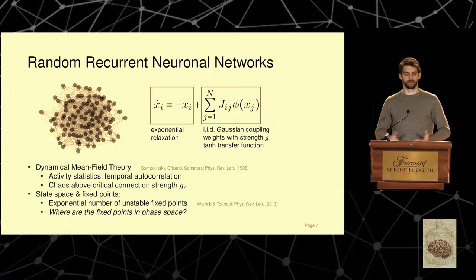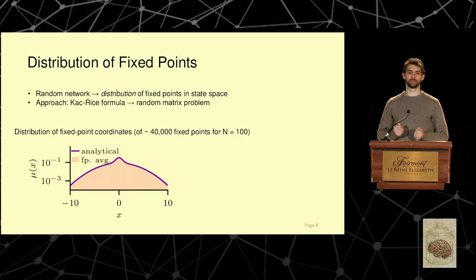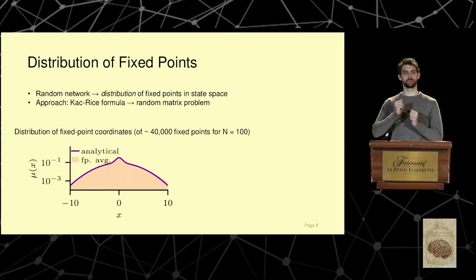Now, in principle, this poses a computationally challenging problem to just find the fixed points for a high-dimensional recurrent network. In this case, the problem somewhat simplifies because we have random networks, so the problem simplifies to the distribution of fixed points in state space. And here we built on the work by Touboul and Wainrib and employed the Kac-Rice formalism, mapped the problem to a random matrix problem that we can solve analytically, and obtained a full N-dimensional distribution of fixed points in state space. However, this is still a rather hard to visualize quantity, and so we go one step further and compute the distribution of the entries of the fixed points.